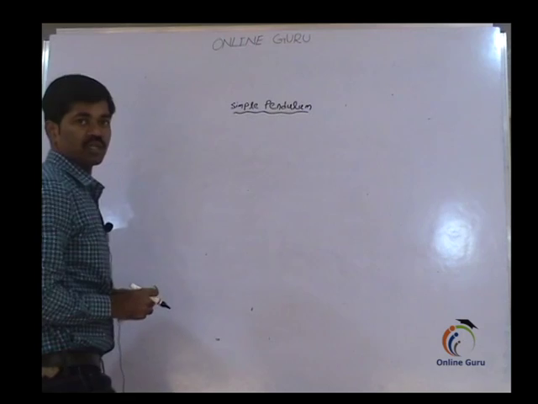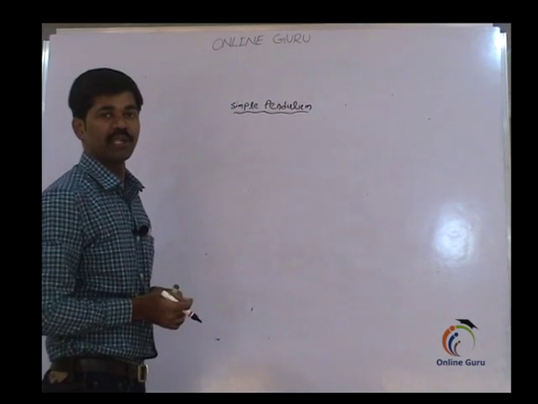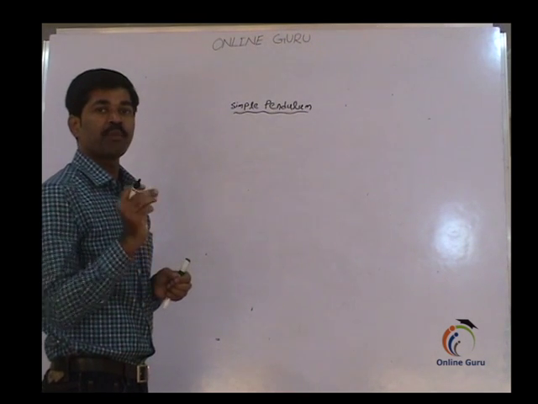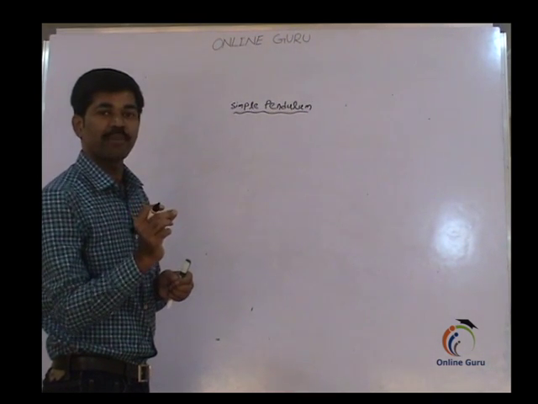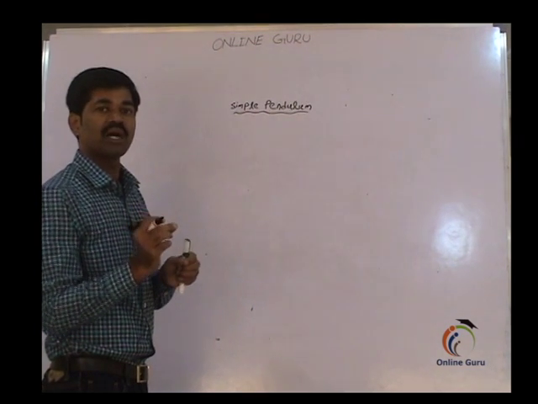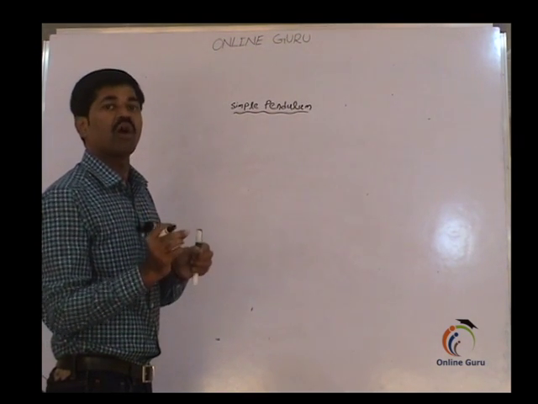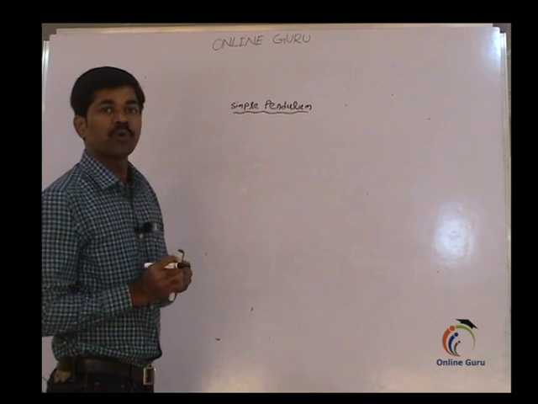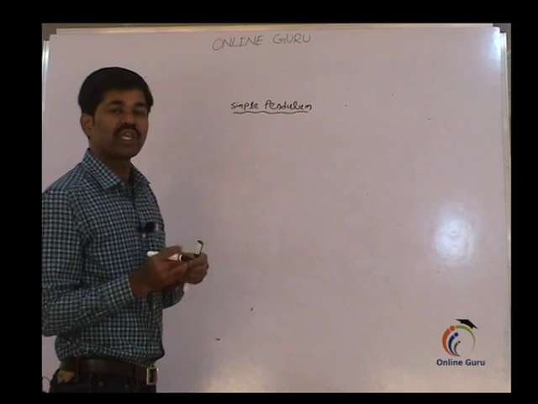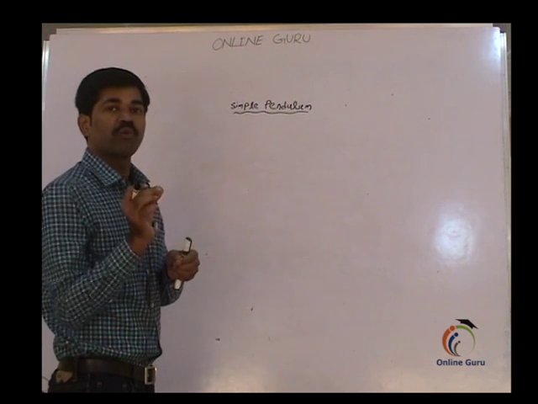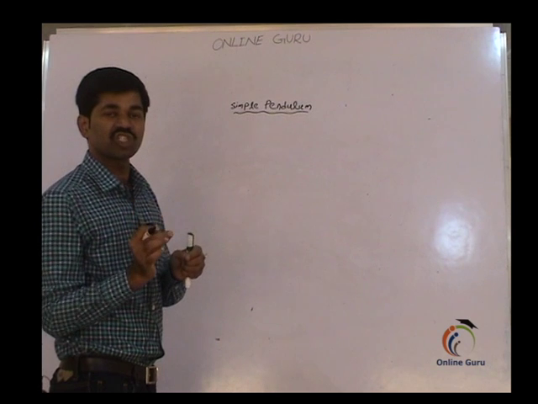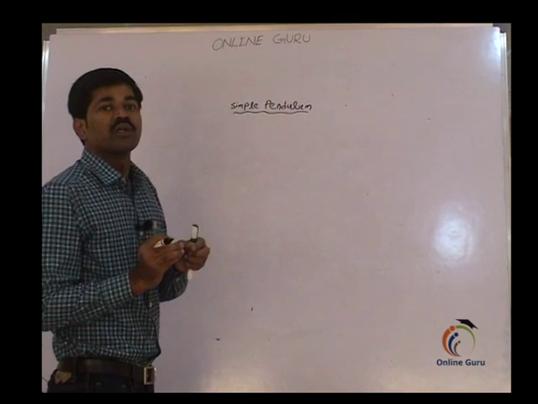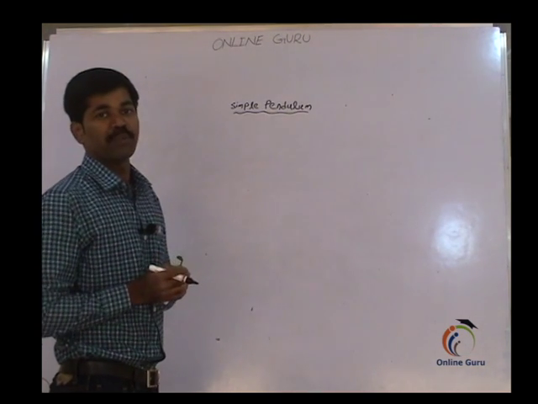Simple pendulum. So, what is the definition of a simple pendulum? A simple pendulum is nothing but a point mass suspended by an inextensible, massless string or thread. In nature, we cannot have a point mass and an inextensible, negligible-mass string. So that is an ideal simple pendulum.